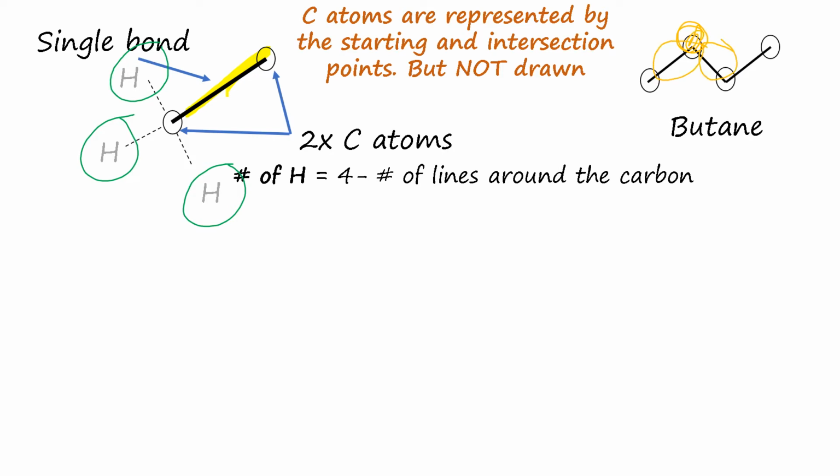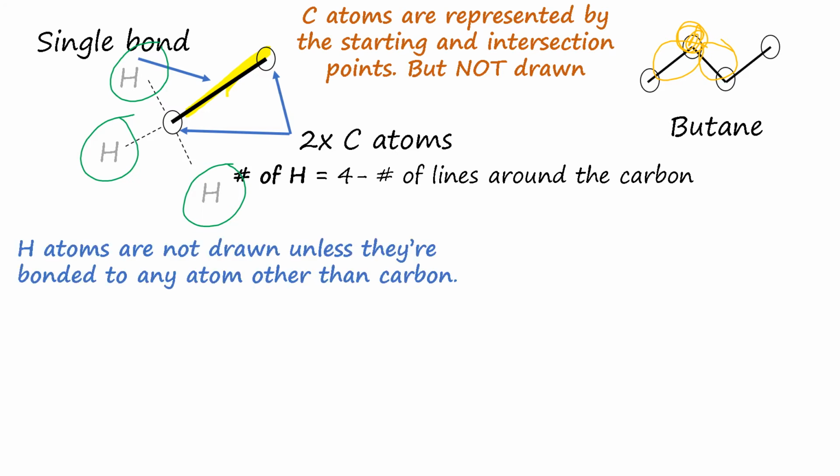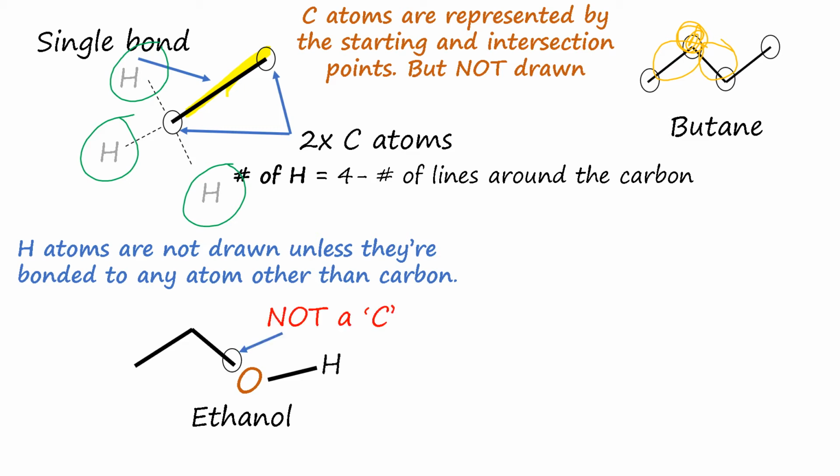One last thing that you need to know about hydrogen atoms is that they're only not drawn if they're bonded to carbon atoms. However, if they're bonded to any other atom, they must be drawn. For example, here we see the skeletal structure of ethanol, and in this case the hydrogen atom has to be shown because it's bonded to a non-carbon atom, which is oxygen. One more thing to note here, this ending is not a carbon atom, so don't make a mistake when counting the total number of carbon atoms in this molecule.